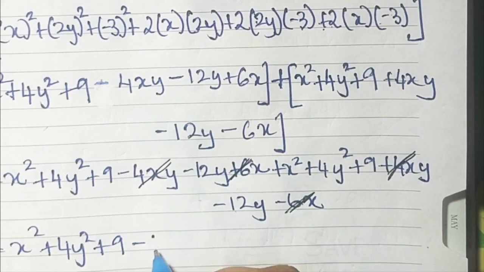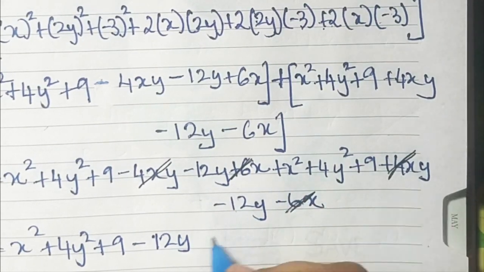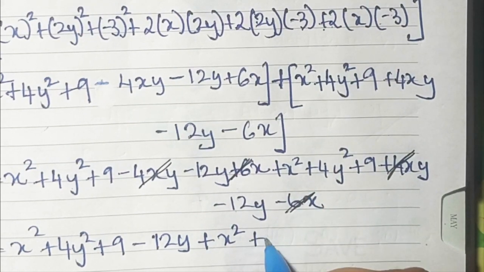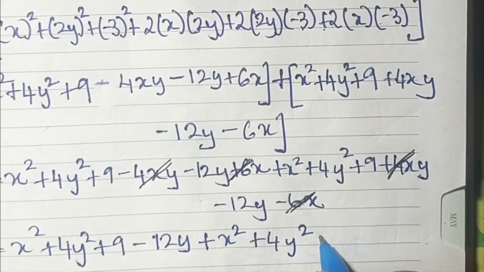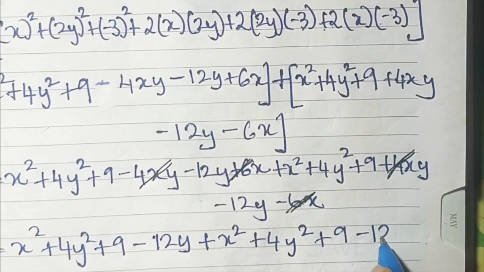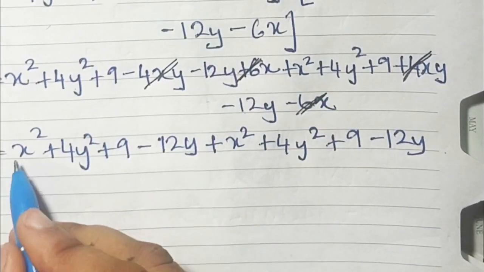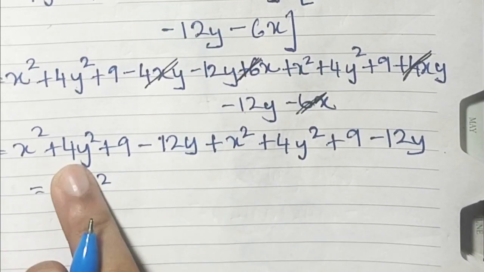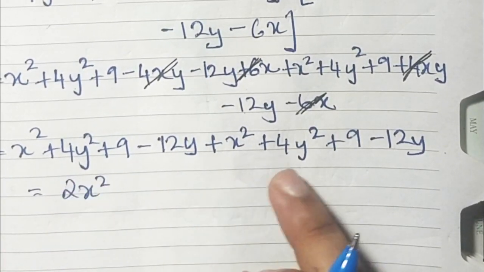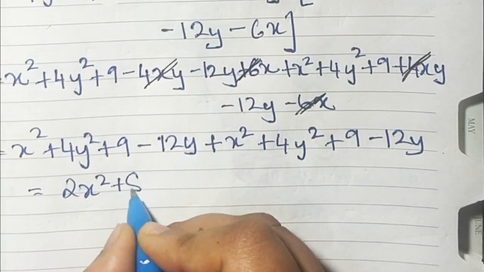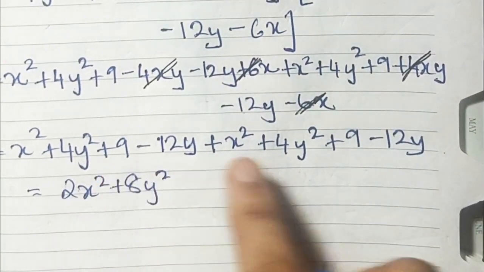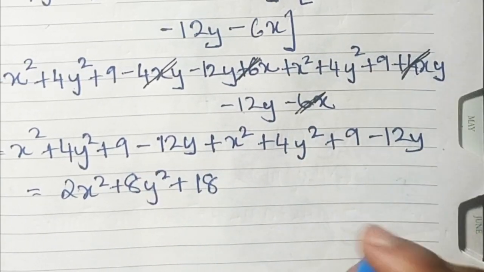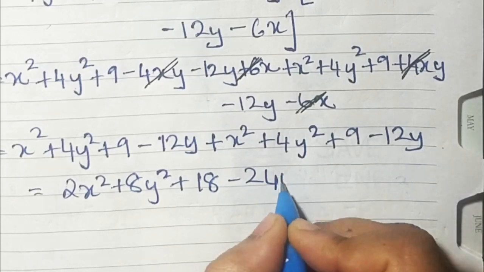So minus 12y plus x square plus 4y square plus 9 minus 12y. Now x square plus x square, 2x square. 4y square plus 4y square, 8y square. 9 plus 9, 18. Minus 12 minus 12, minus 24y.